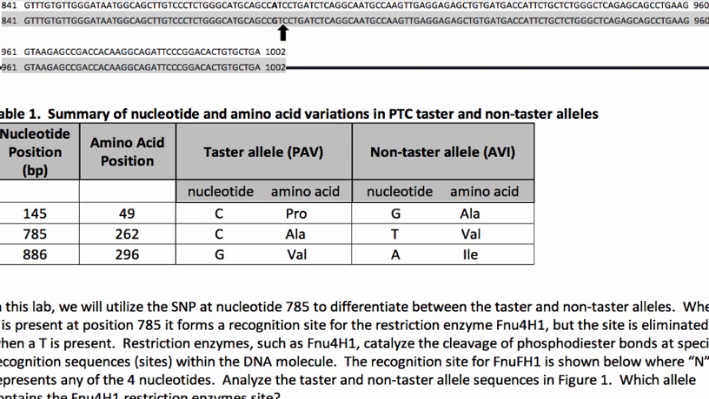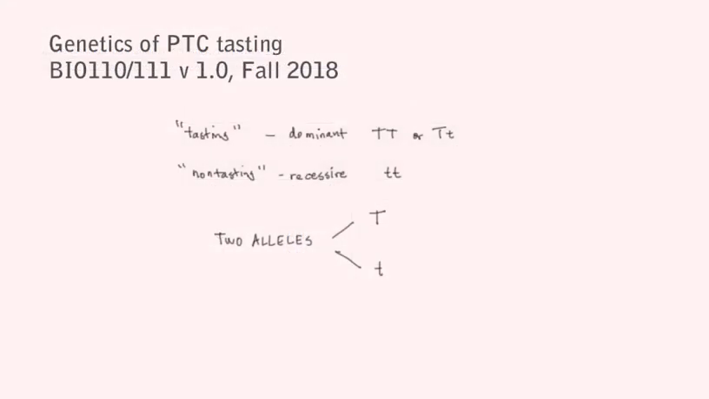In the taster, those three amino acids are proline, alanine, and valine, and we call this the PAV allele, whereas the non-taster has different amino acids, alanine, valine, and isoleucine, and this is the AVI allele. The protein we're making here has the catchy name of TAS2R38. This is a protein that sits on top of the membrane of taste receptor cells in your tongue and transduces a signal that gets sent to your brain, allowing you to taste bitter.